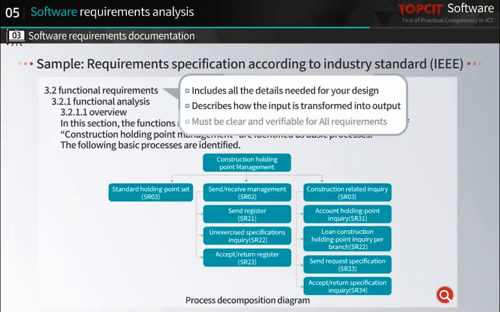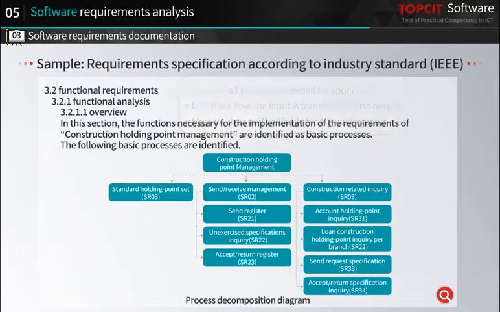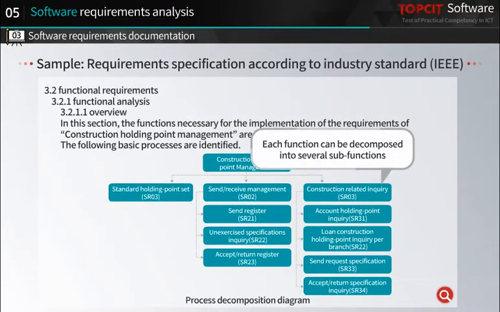Functional requirements include all the details that a software developer needs to design, which describes how the input is transformed into output. Because it is the most important item in the specification, all the requirements must be clear and verifiable. Each function can be decomposed into several subfunctions.